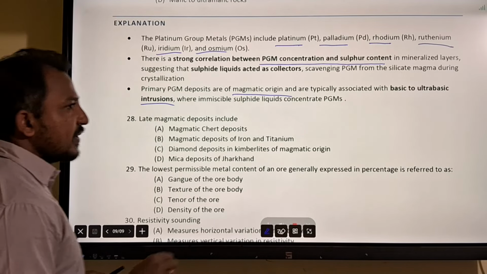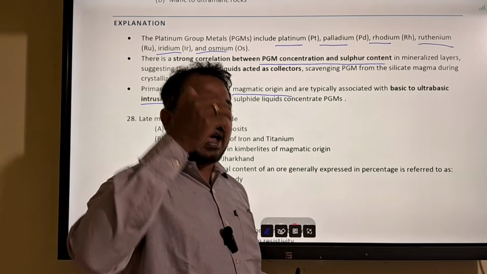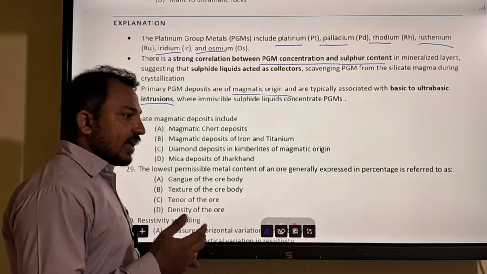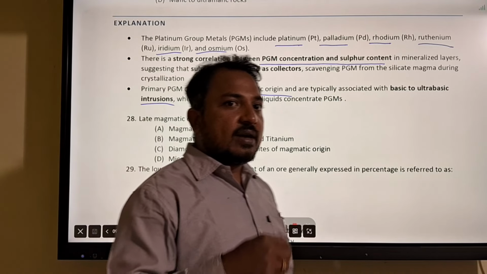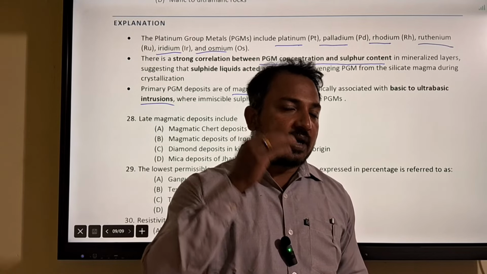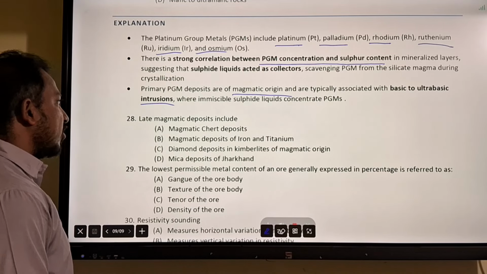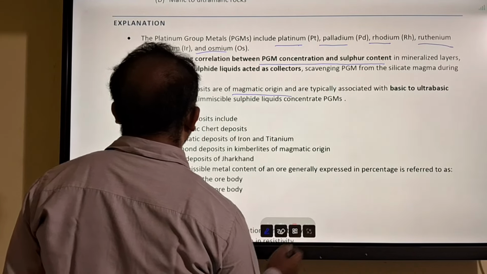For now, remember PGM deposition is produced at high temperature, that's why it is associated with basic and ultrabasic rock. Remember, any deposition that is produced at higher temperature, like chromite, is always associated with basic and ultrabasic or mafic and ultramafic rock.